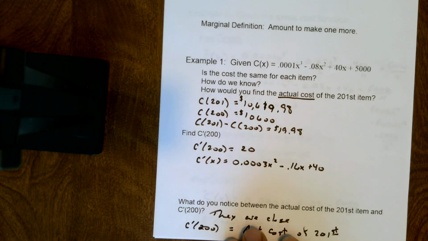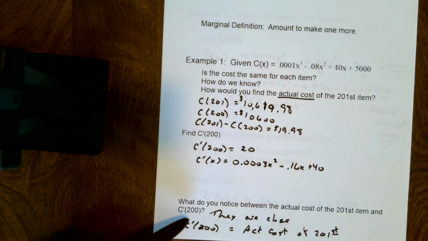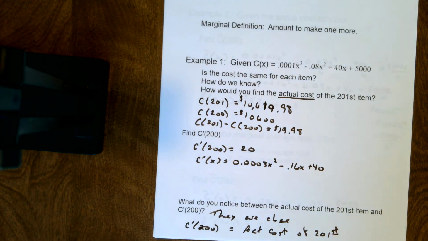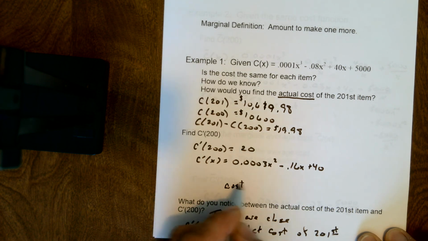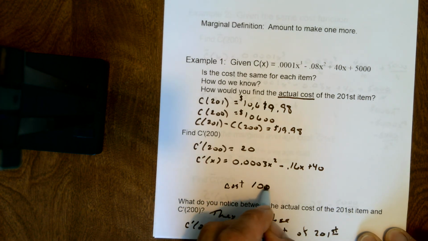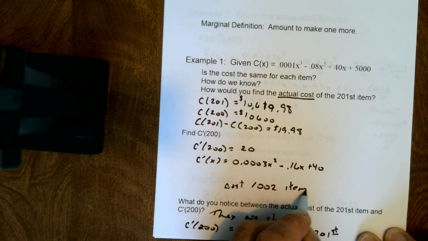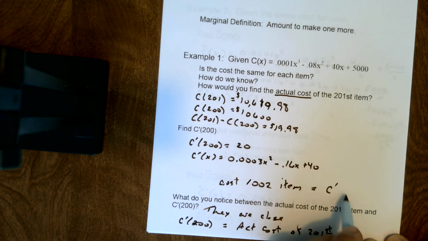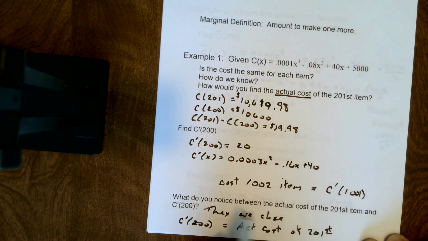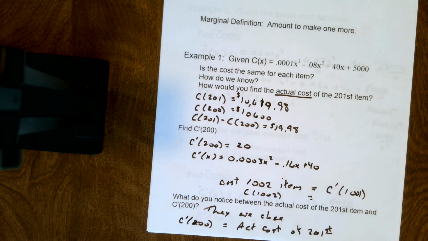So again, just to recap, I don't think I explained that very well over here. The relationship between the actual cost and the marginal cost is that they're very close to each other. If we're looking for the cost of the 1,002nd item, then that's going to be close to C prime of 1,001. So C of 1,002 is going to be very close to C prime of 1,001.